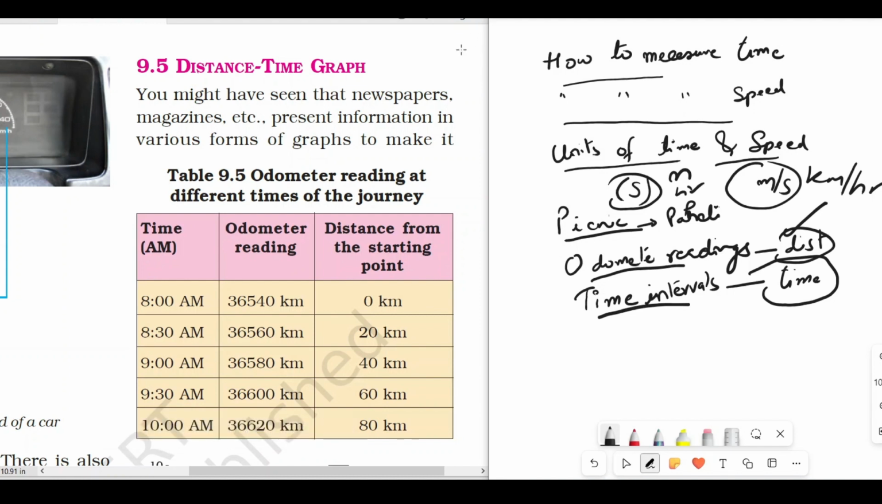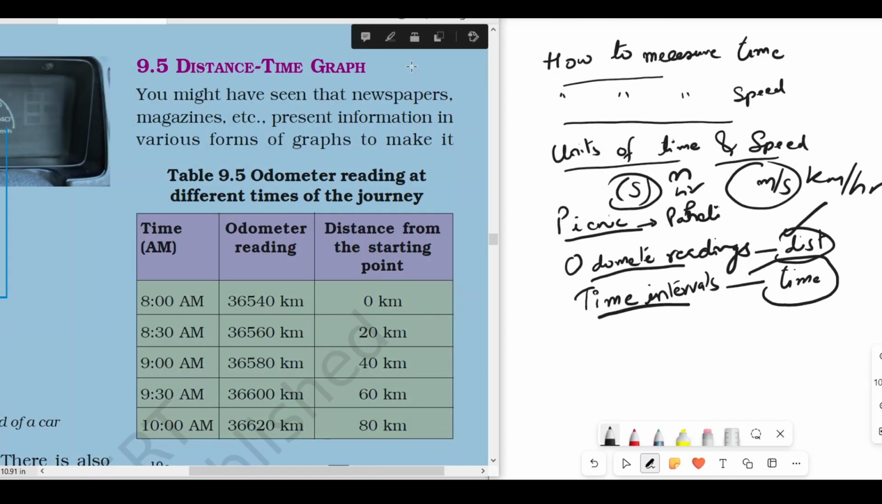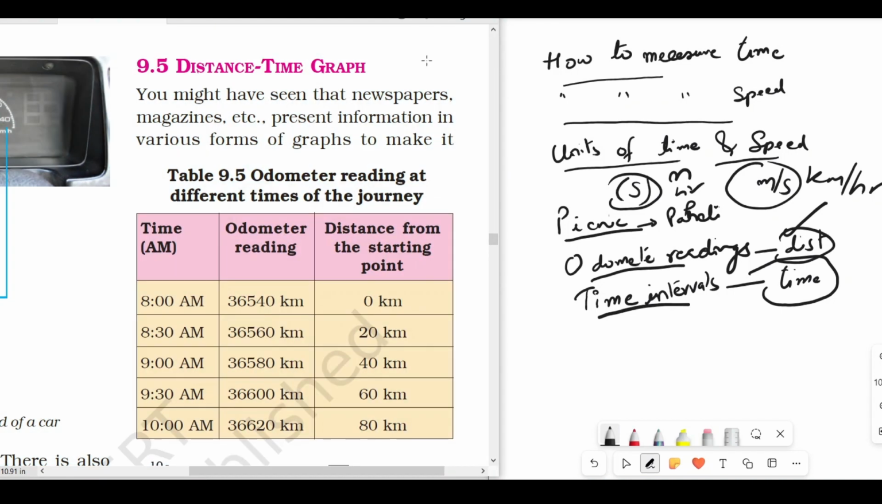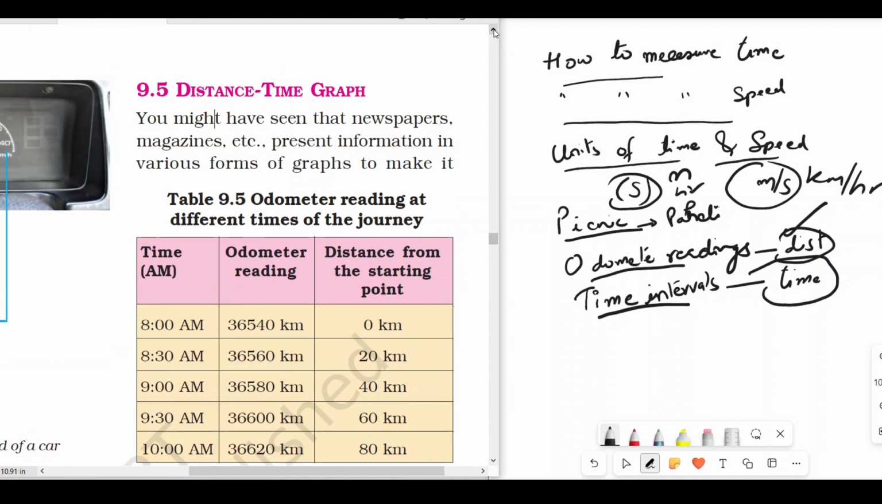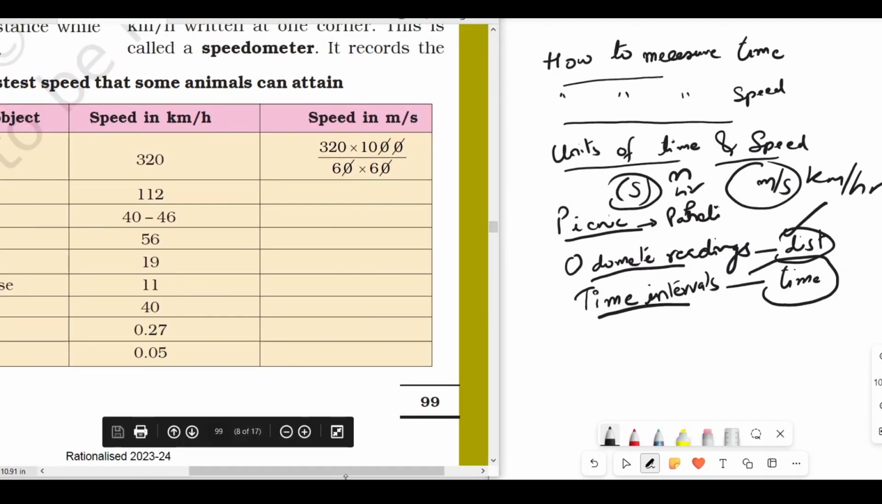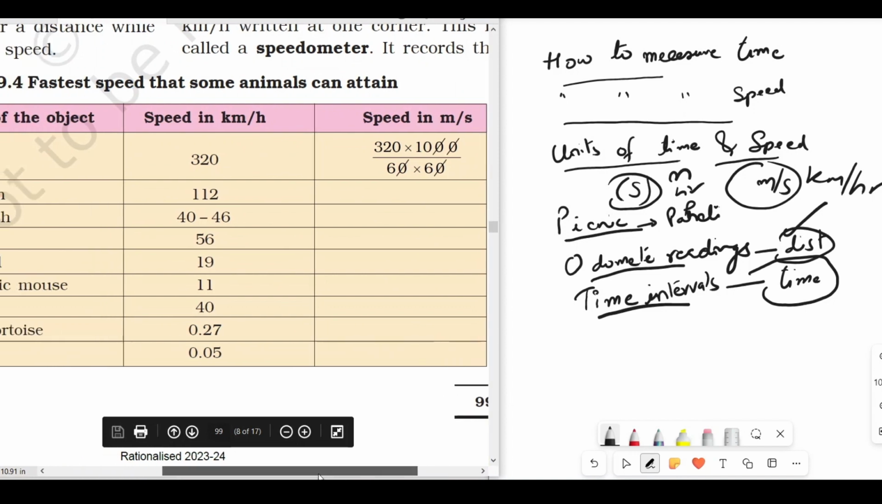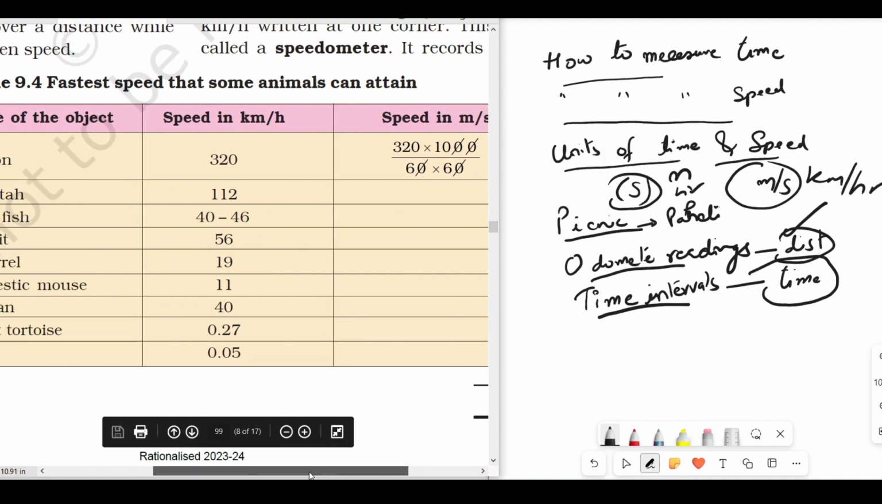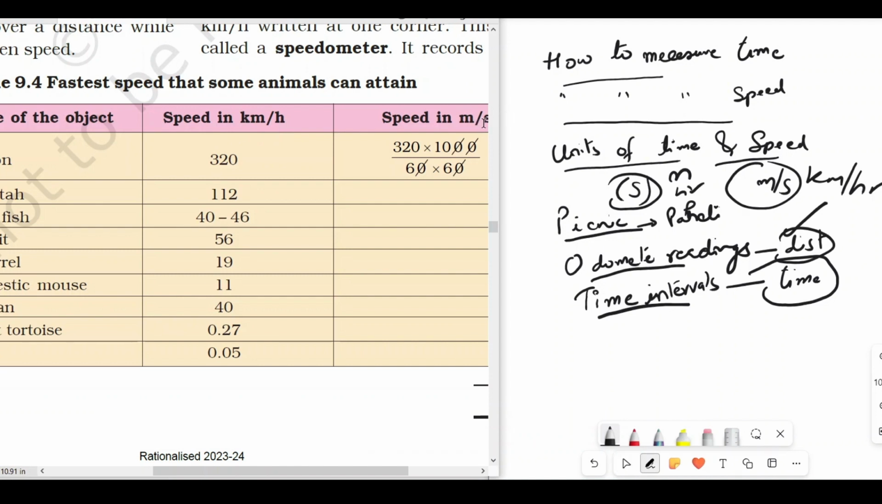So going forward, let's see the next topic, distance in graph, distance time graph. But before we do that, I just want to draw your attention to one table that we are yet to look at from the last session, and this is this table. So what this table tells us to do is to convert the speed which is given here in kilometers per hour into meter per second.